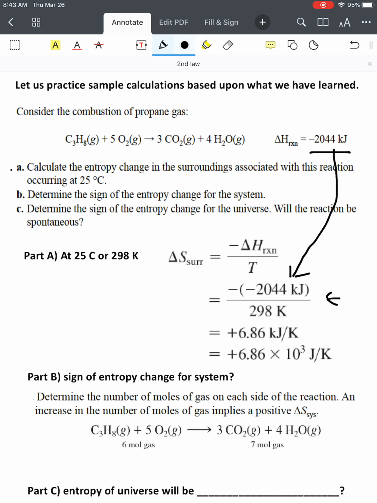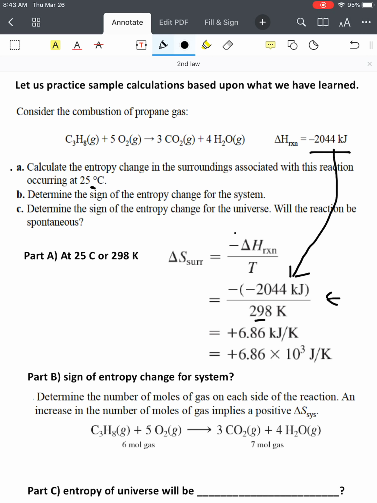Notice that the sign came along. The negative 2044 kilojoules came along, right? The negative, and this negative sign is separate. So we have a negative and a negative, and we're going to divide by 298. Now why in the world did we have 298? Where did that come from? Well, we were told it was 25 Celsius.